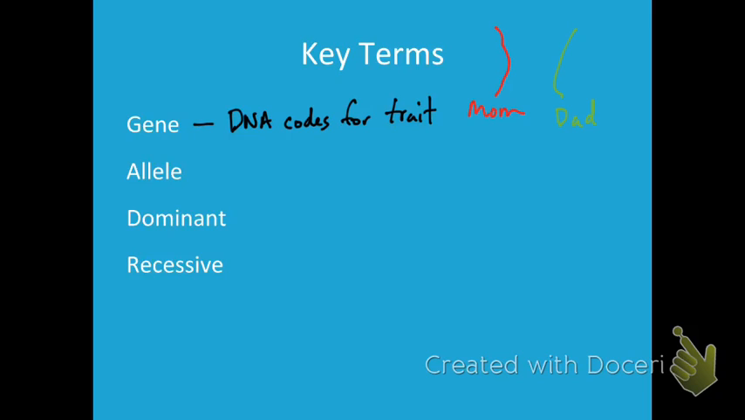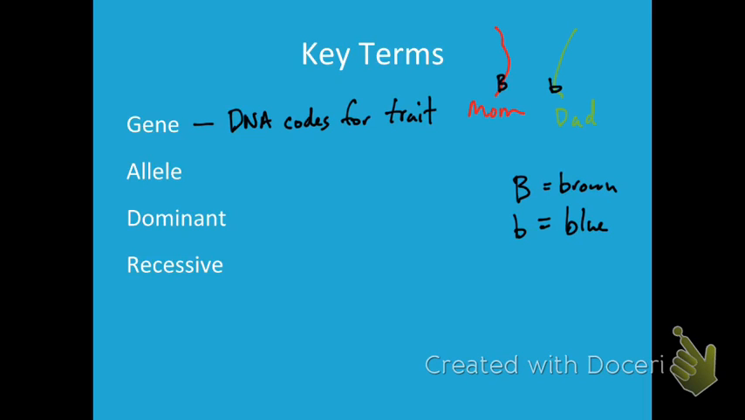So let's just say mom gave you, and we'll just use eye color, for now, and we'll talk about this later, but let's just say big B is for brown eyes and little b is for blue eyes. So this is for eye color. So let's say mom gave you big B and dad gave you little b. Okay.